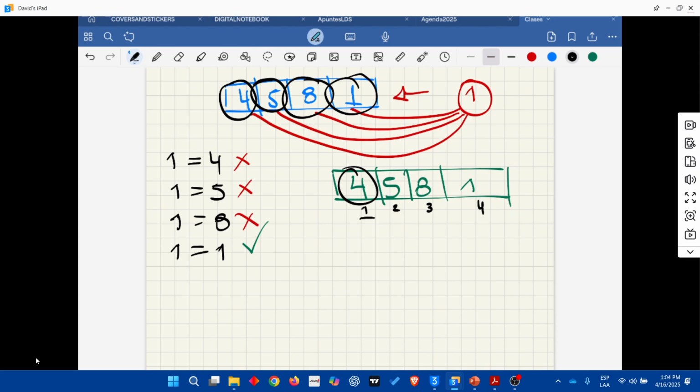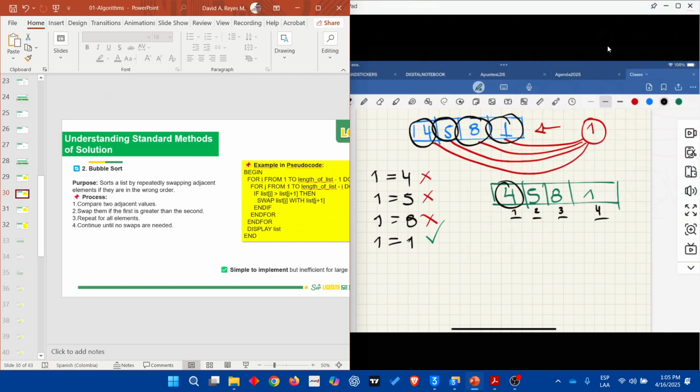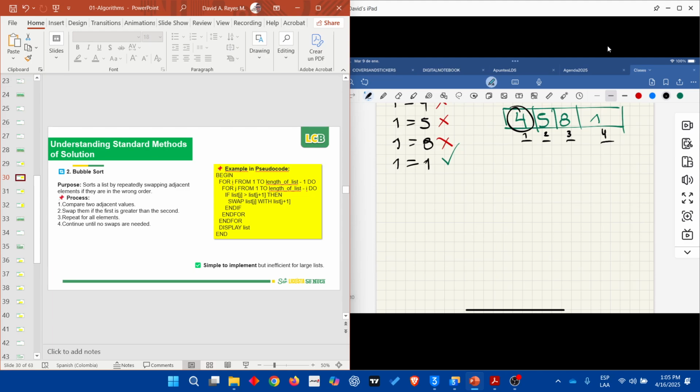When you are programming, you need to be careful that some programs start with 0. Okay, so we're going to start in position number 1, and we're going to compare them. Then we're going to go to position number 2, then position number 3, then position number 4. So let's follow this algorithm. Okay, so we are going to start in position number 1.